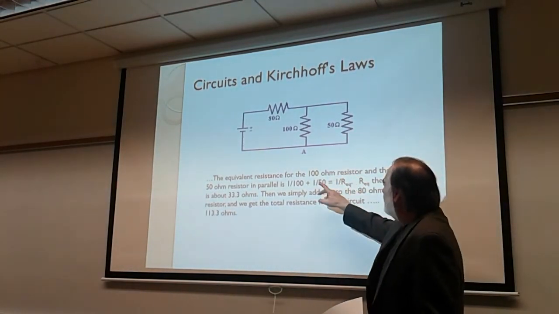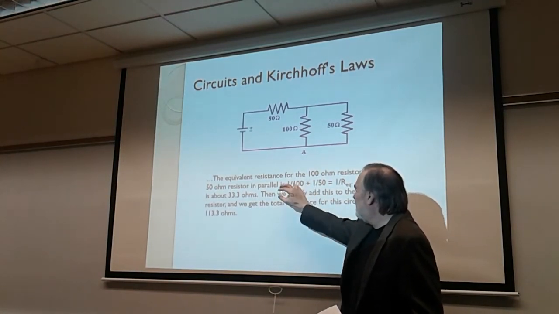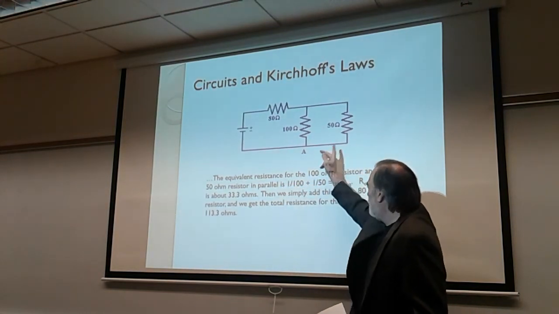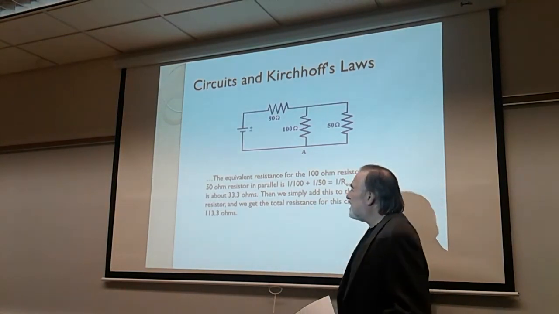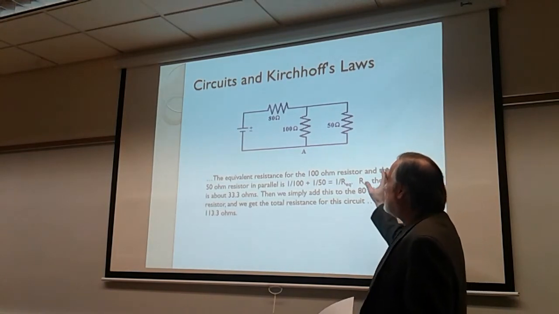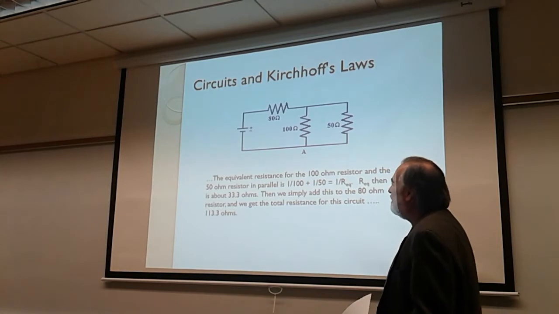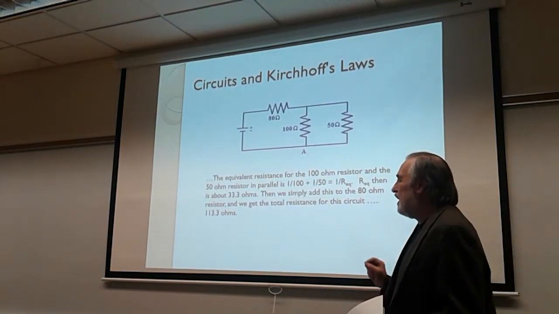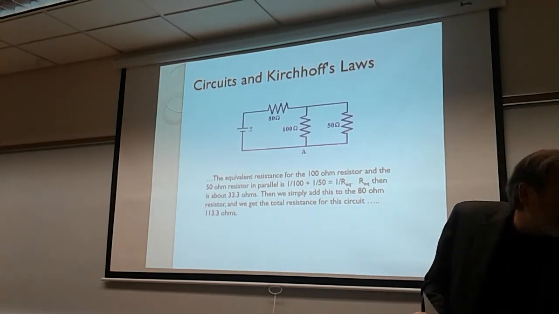Well, for the parallel part, it's 1 over each of the resistance, 1 over 100 and 1 over 50, to get the equivalent, and the equivalent being, in this case, about 33.3 ohms. We then simply treat that as a series portion and add that to the 80, giving us the total ohms of this circuit as being 113.333 ohms.